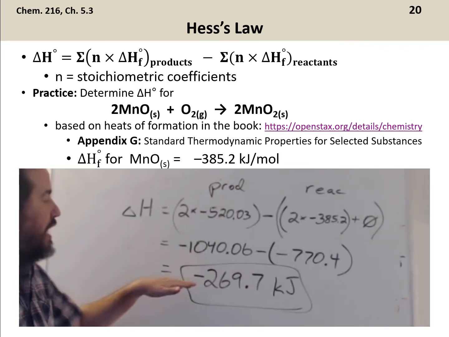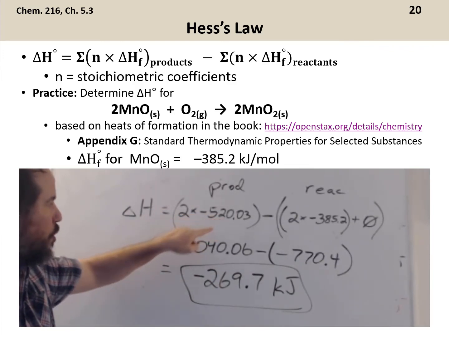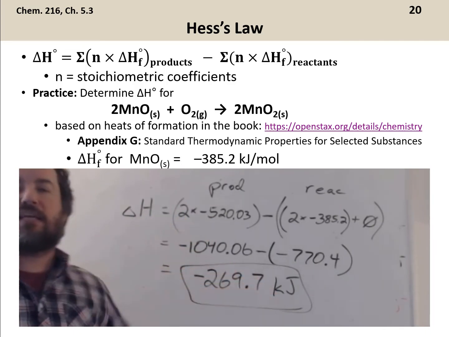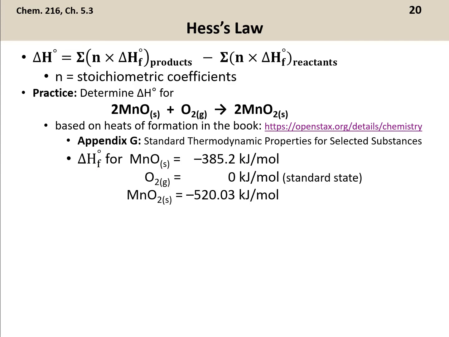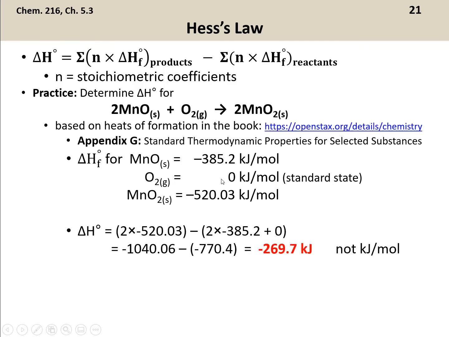One thing to note is, while these are all kilojoules per mole, because I'm multiplying by moles, this ends up being kilojoules. All right, so let's look at this one more time. I look up all these values in Appendix G. I use this, and I start with my products. Right here, this is my MnO2, minus my reactants. And then I just be very careful of the signs, and I get my answer.